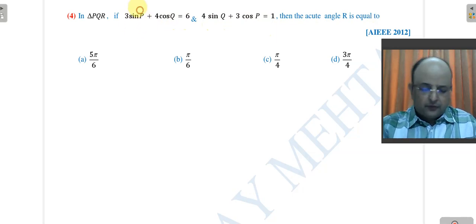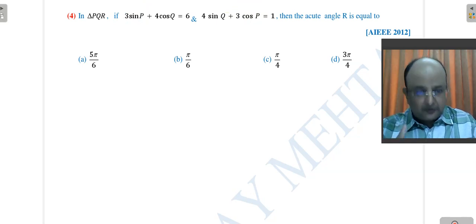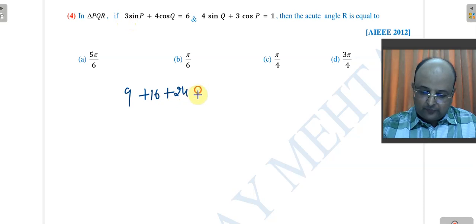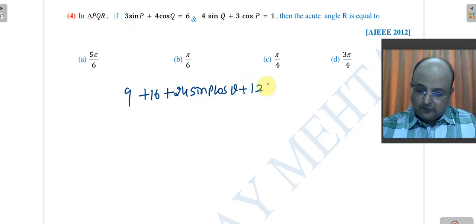See, if you observe carefully, 3 sin P and 3 cos P. If I square and add, sin square P plus cos square P will be 1, so that is why I square and add. This square plus this square will be 9. This square plus this square will be 16. Here the middle term will be 4 3s are 12, 2s are 24 sin P cos Q. Here the middle term will be 4 3s are 12, 2s are 24 cos P sin Q. Right, inside 9 plus 16 plus 1 will be 37.